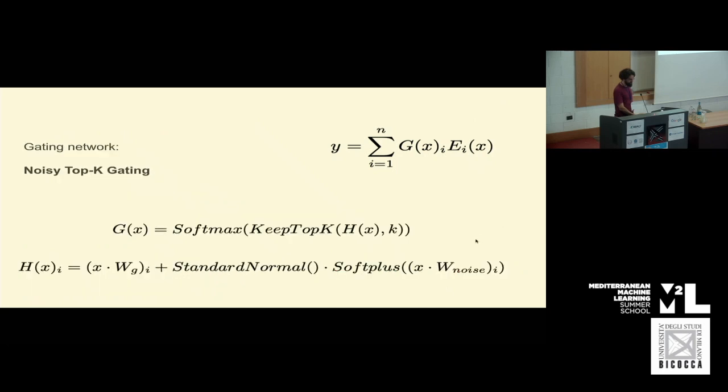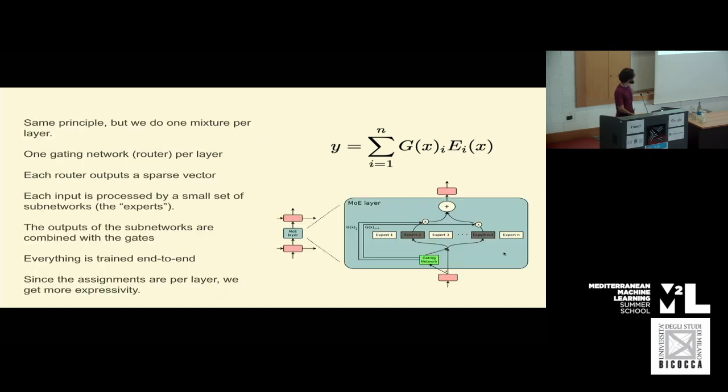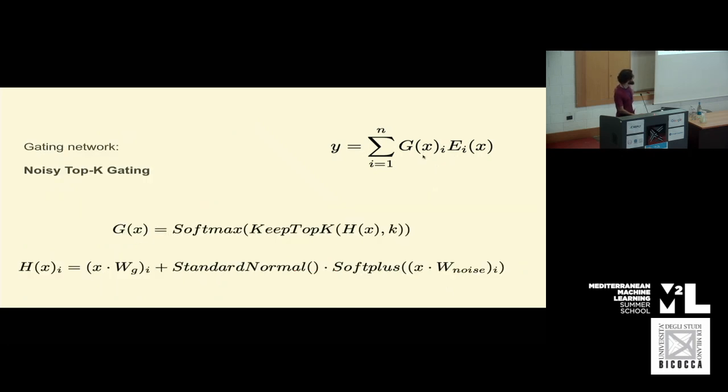So this is a diagram of how it would look. And this is basically the equation for the layer. You have this G, which is the gating network, and E_i, which is the expert. So i is just an index that selects the expert.